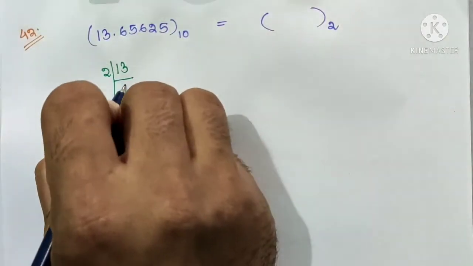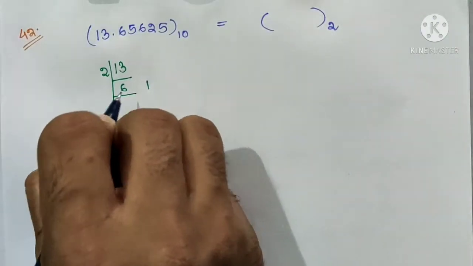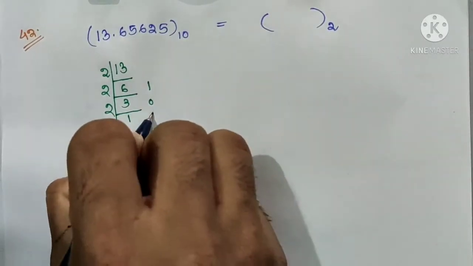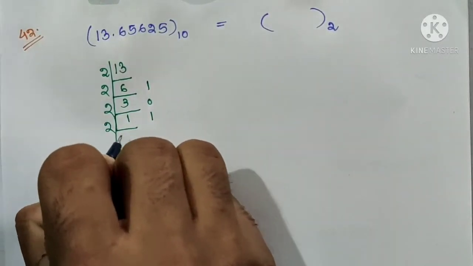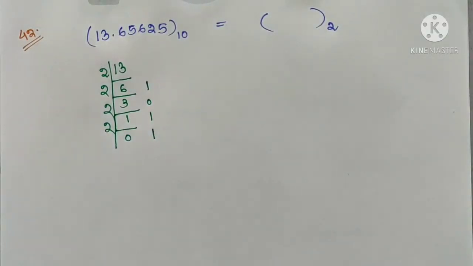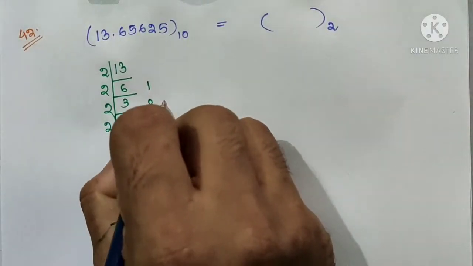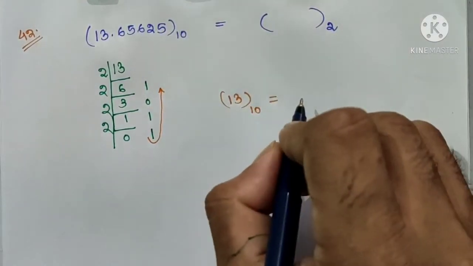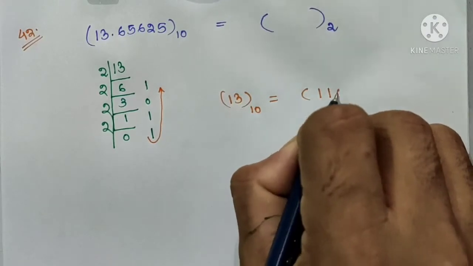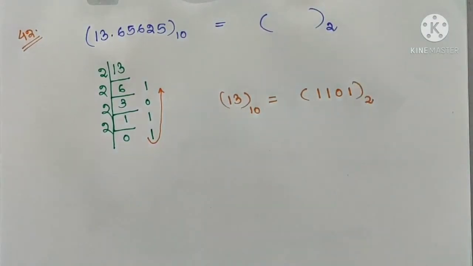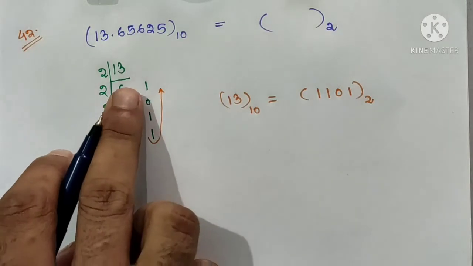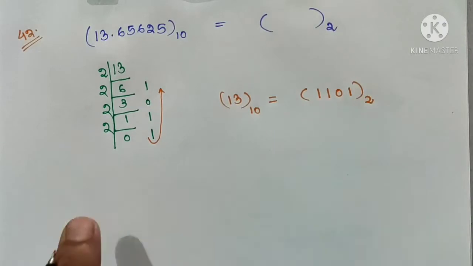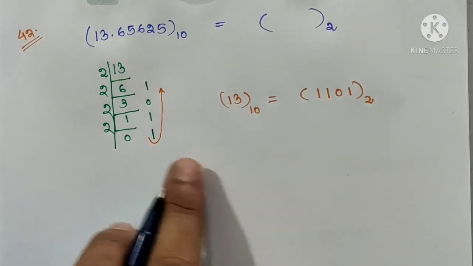So 2, 6, 1, 3, 0, 2, 1, 1, 2, 0, 1. So these are our remainders. Now 13 base 10 equals 1, 1, 0, 1 base 2. So the remainder of the first division is the LSB and keep the remainder of the last step as MSB.